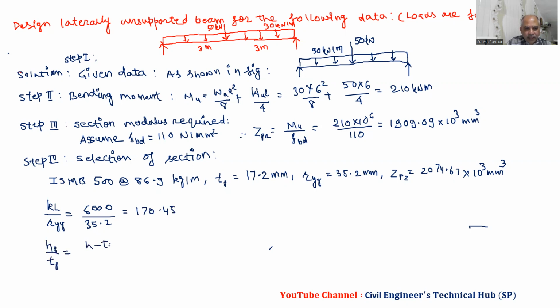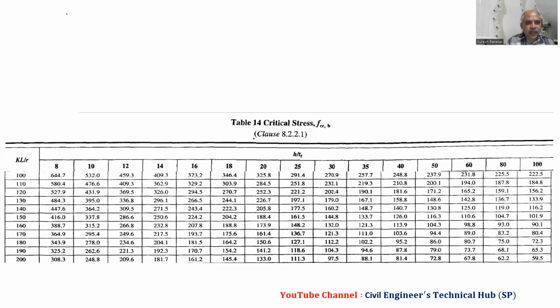So we have H minus TF upon TF, that is equal to 500 minus 17.2 upon 17.2, and this comes 28.06. So now we will consider KL upon R as 170.45, and HF upon TF as 28.06. Now we will take KL upon R as 170, and for 25 and 30, we have the values 136.7 and 121.3.